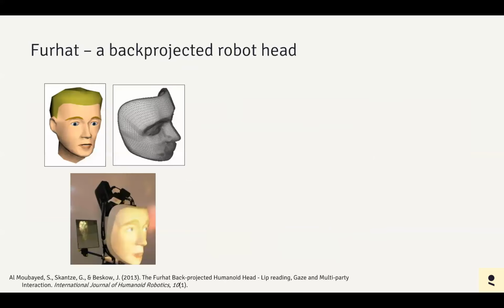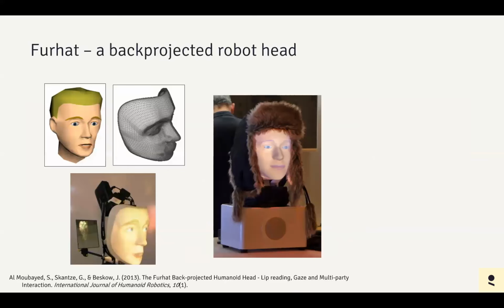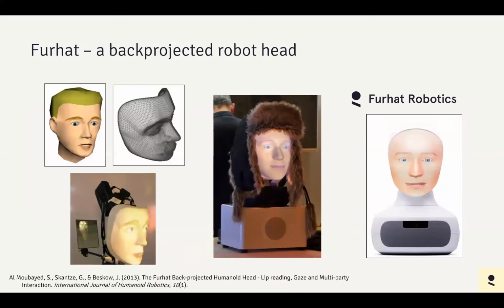So this was the reason why we at KTH developed Furhat, which is an animated agent back projected on a 3D mask that you can see here, very early prototypes, and later on here you can see the latest version of this robot. So Furhat Robotics is a spin-off company from KTH, which is producing Furhat, both the hardware and the software platform that you will be experimenting with in this tutorial.